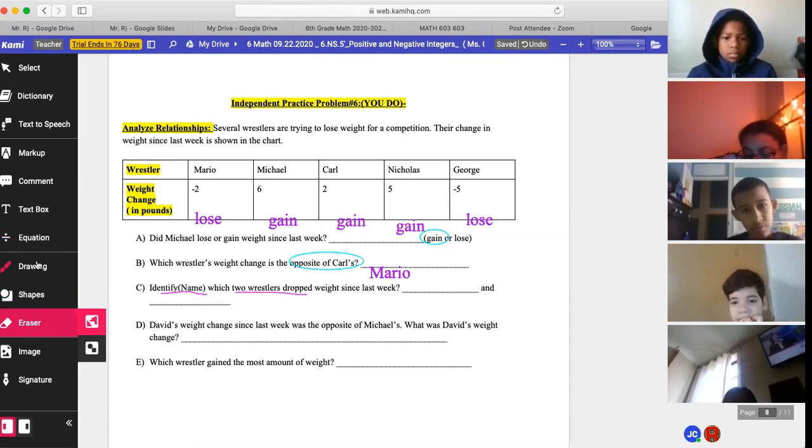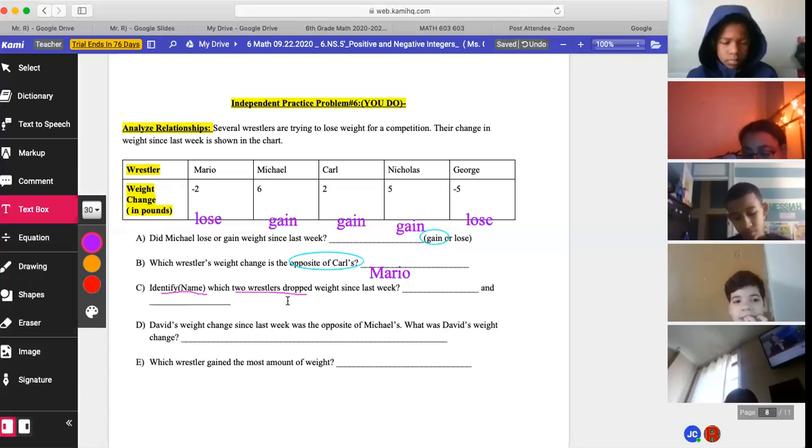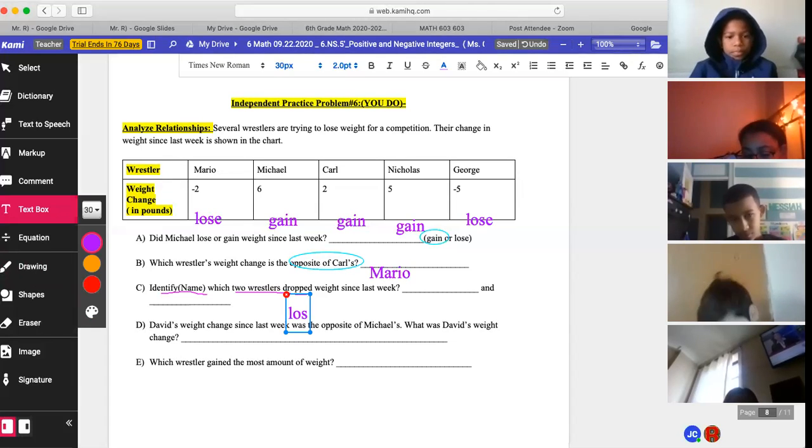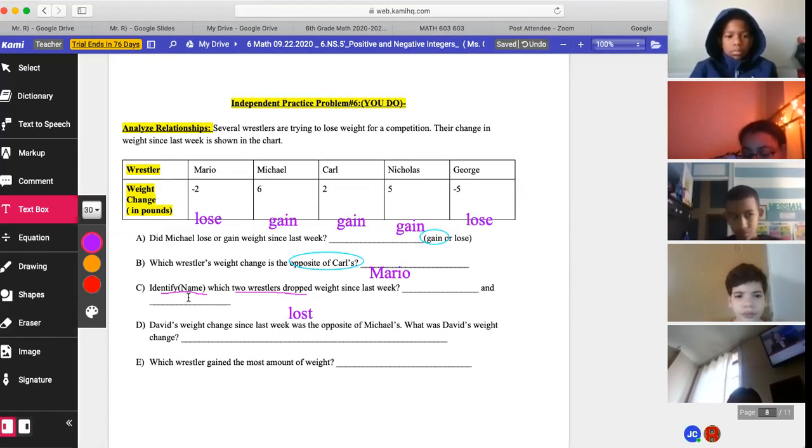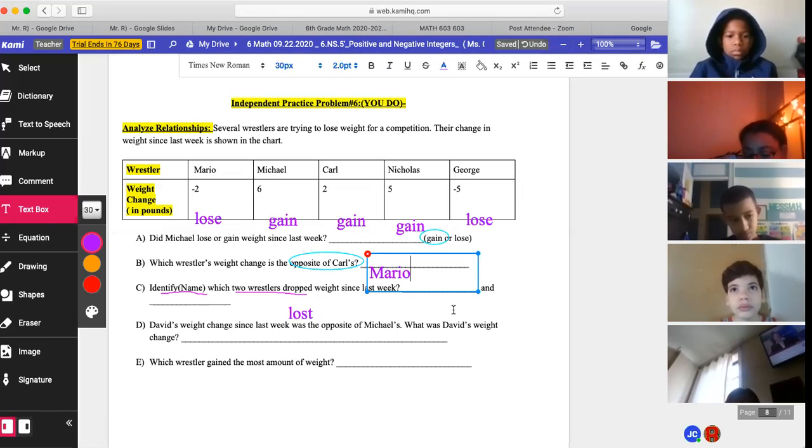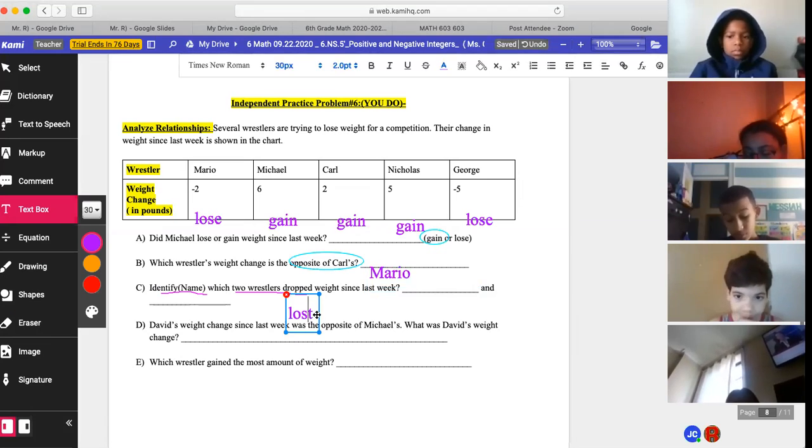Oh, there you go. So, identify, name 2 wrestlers who dropped weight since last week. Now look at the list. We have lost and gained, right? Name 2 that have dropped. When you hear the word drop, that means lost weight, right? So which 2?